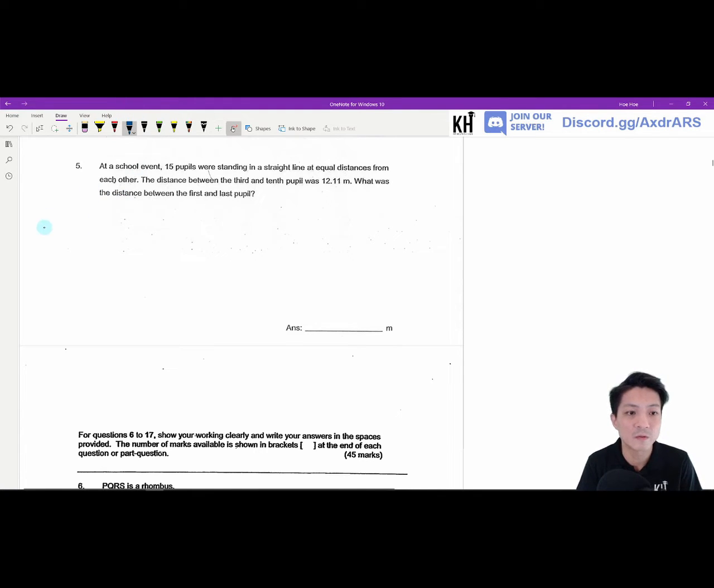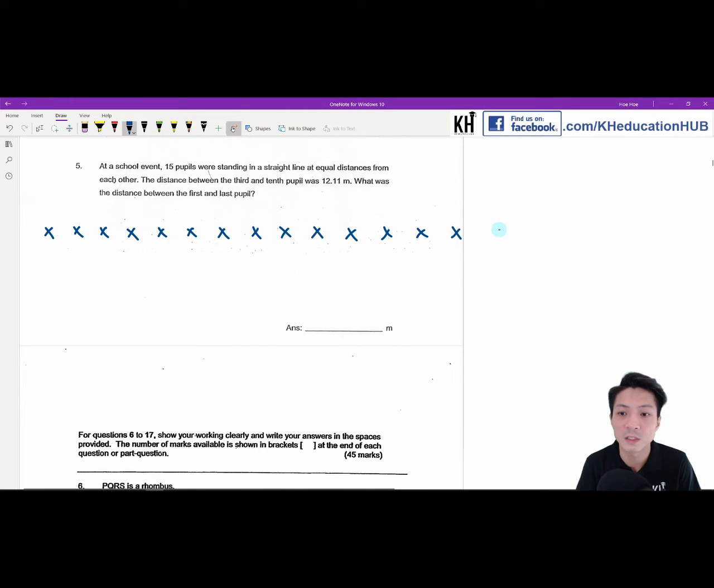Okay, so I'm going to draw the 15 pupils over here, starting with the first one: 1, 3, 4, 5, 6, 7, 8, 9, 10, 11, 12, 13, 14, 15. Remember, in this type of question, there are 15 pupils, so there are 14 gaps. This will be the first and this will be the 15th.